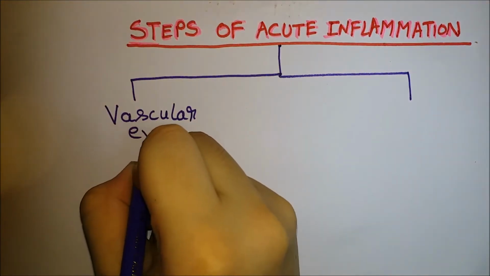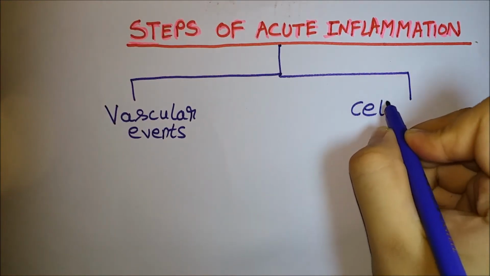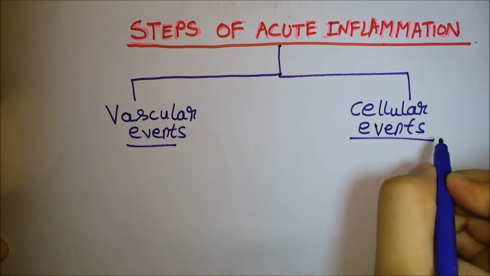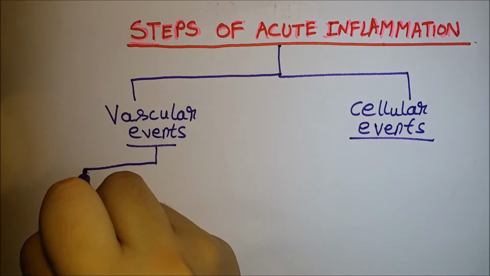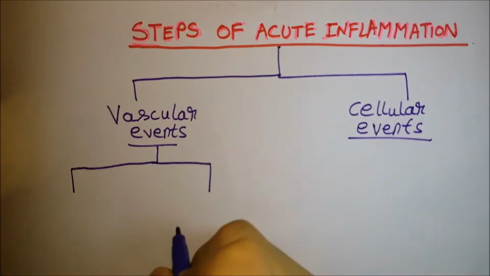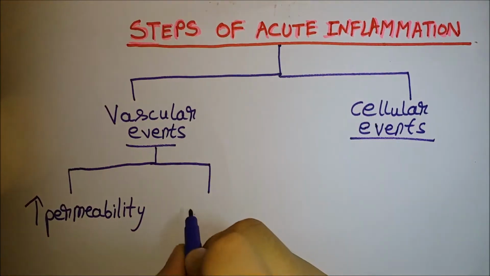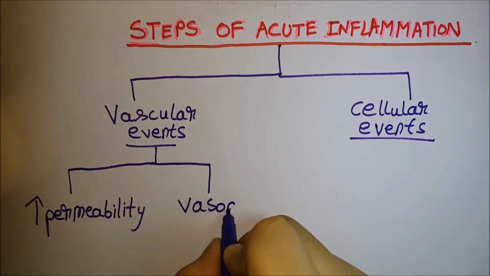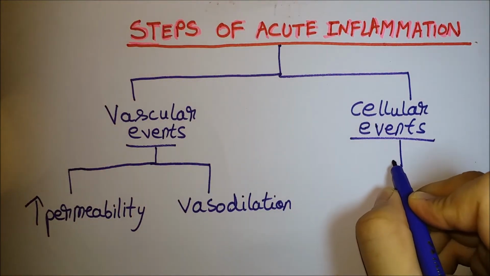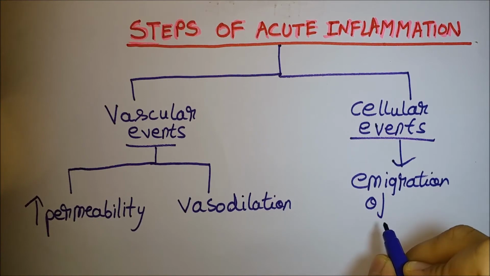Now, steps of acute inflammation can be divided into two categories. One, the vascular events, and secondly, the cellular events. Vascular events occur before cellular events. Under vascular events, we will discuss vasodilation and increased permeability of the blood vessels. Vascular smooth muscles cause vasodilation, and increased permeability occurs due to endothelial cells. Under cellular events, we will discuss the emigration of leukocytes, macrophages, and phagocytosis.